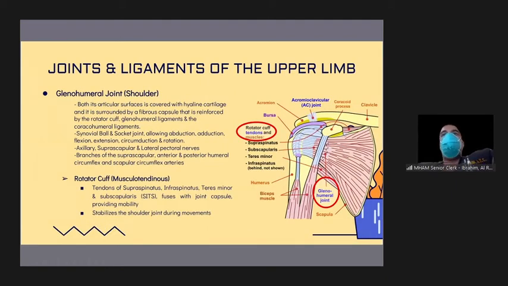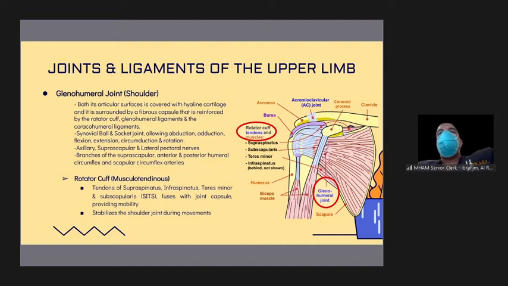For the shoulder joint, or the glenohumeral joint, this is a synovial ball and socket joint between the glenoid cavity of the scapula and the head of the humerus. Both articular surfaces of this joint are covered with hyaline cartilage. This is also surrounded by a fibrous capsule that is attached superiorly to the margin of the glenoid cavity and inferiorly to the anatomic neck of the humerus. The capsule is reinforced mainly by the rotator cuff, the glenohumeral ligament, and also the coracohumeral ligament.